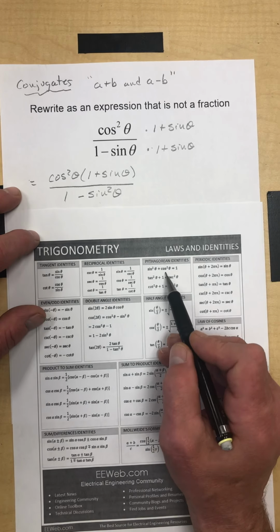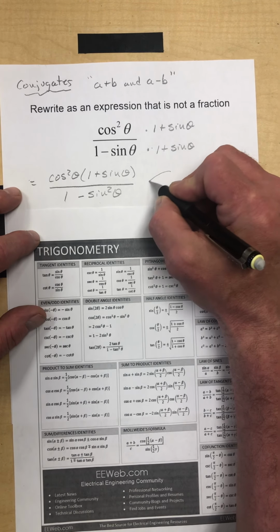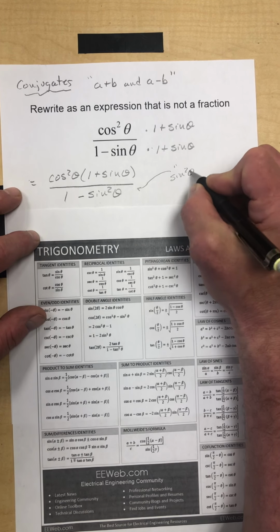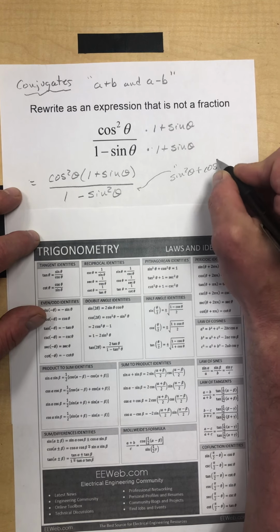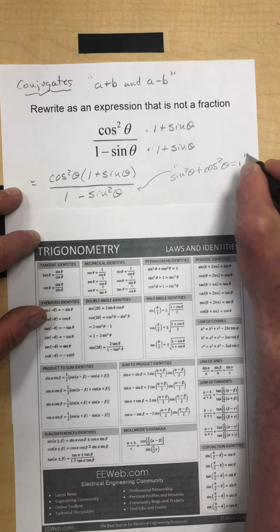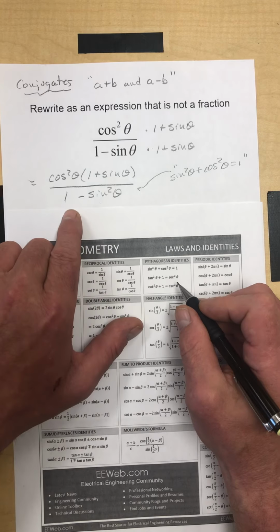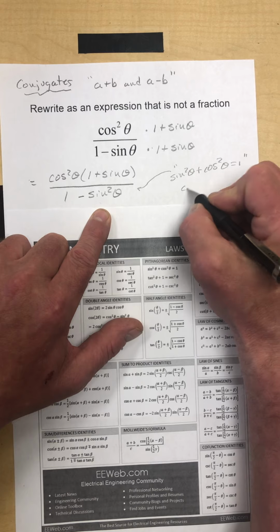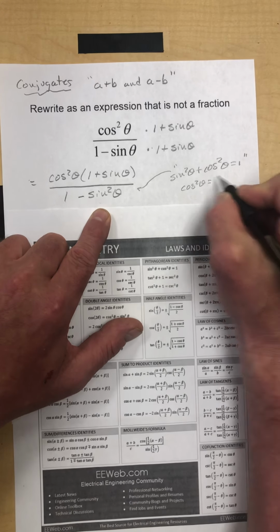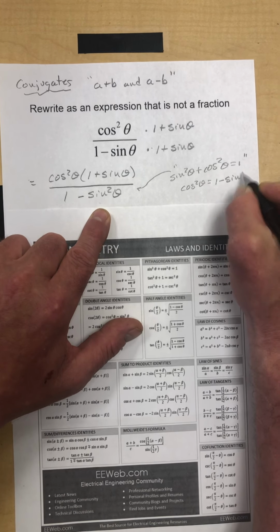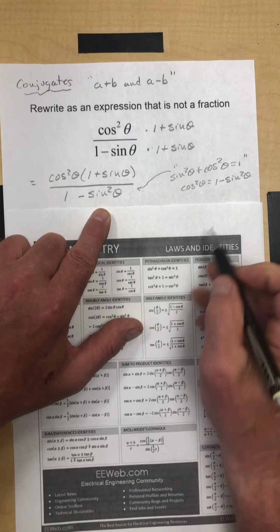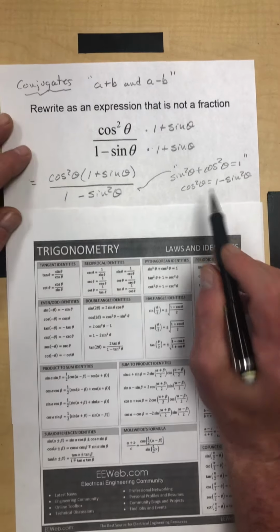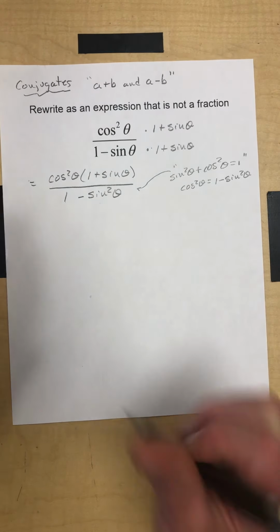If we go to our first Pythagorean identity, we know sine squared theta plus cosine squared theta equals 1. But I need 1 minus sine squared, so I'd have to move that sine squared over to the other side. So I'd get cosine squared theta equals 1 minus sine squared theta. That means this denominator is the same as cosine squared, so let's substitute cosine squared in there.